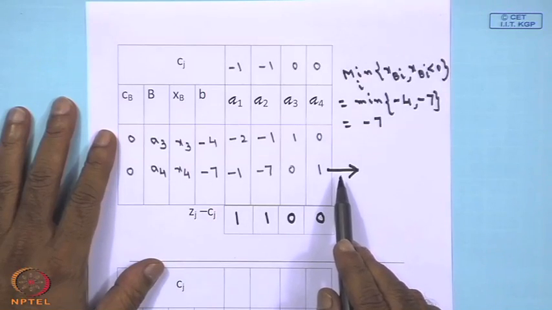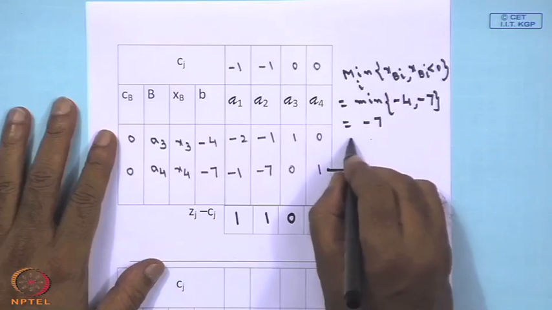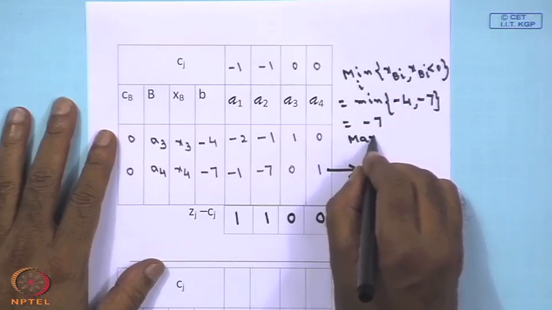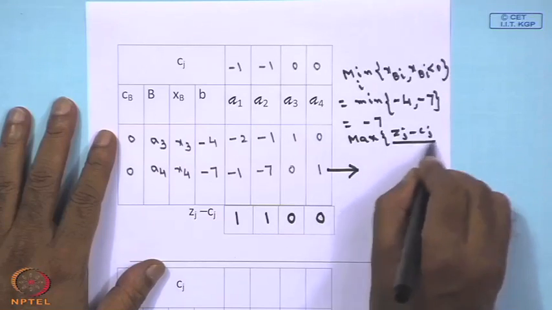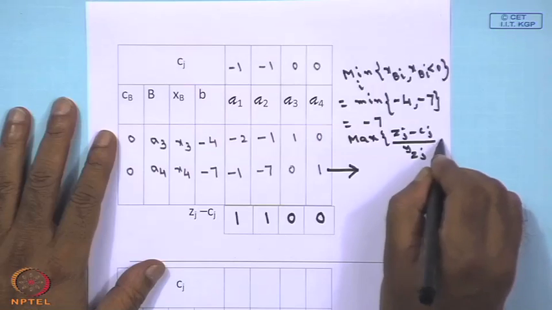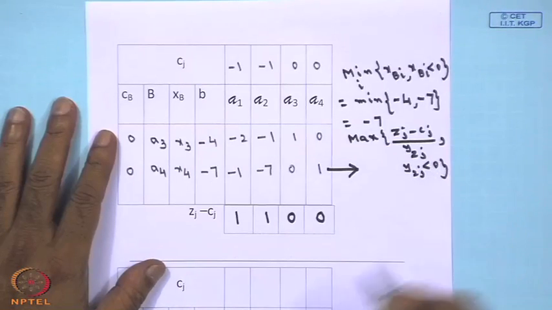Now, you have to find out which one will enter into the basis. So, for that you have to calculate the maximum of Zj minus Cj by y2j, where your y2j should be less than 0.